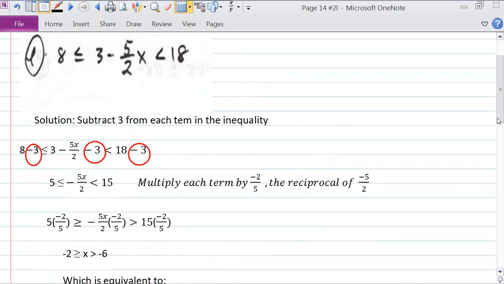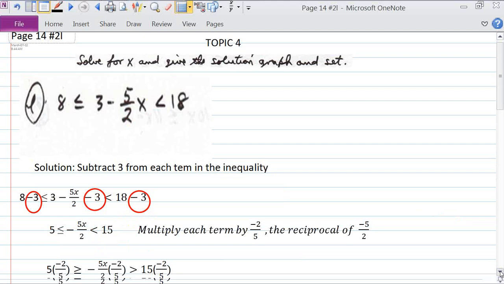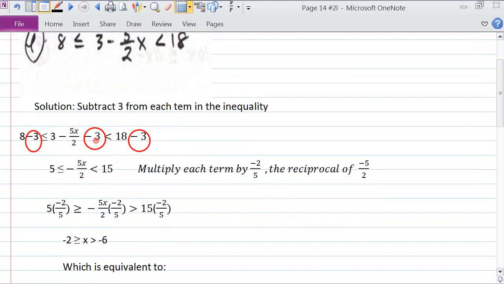So if we go back over here, let's just review what we did, recapitulate. First of all, we removed the 3, because we don't want a number there, we just want an x. And then we multiplied by -2/5 so that we would just have x. Here we've removed the 3. What we do to one part of the inequality, we do to the other. Then we multiplied each part of the inequality by -2/5. Notice how I've written this all out. And from this, we came up with this.